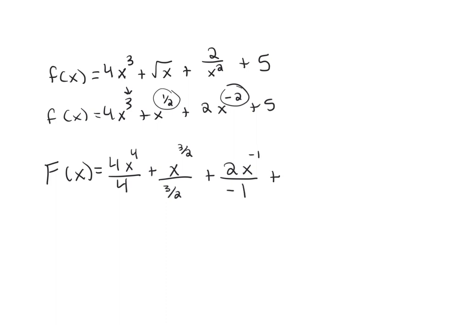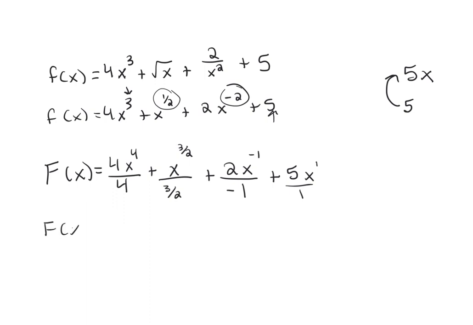Plus, now going backwards, a constant, you have to think, okay, well, if you had 5x, what's the derivative of that? That's 5. So now going backwards, you just add on the x, plus 5x. And that's to the power of 1 divided by 1, but we don't need to write that necessarily.